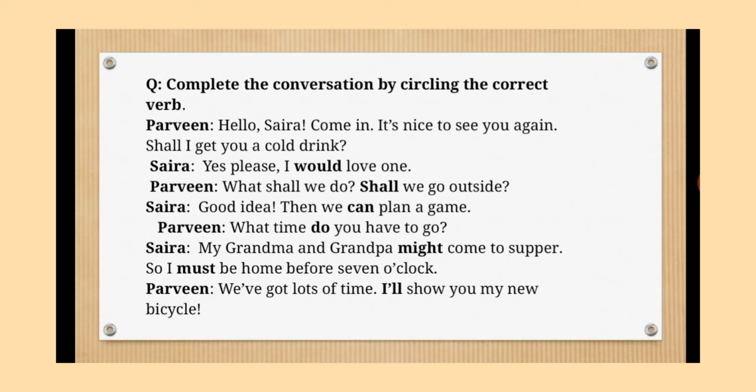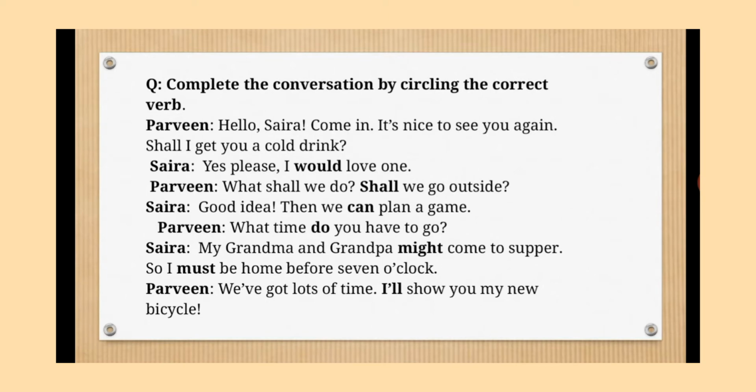Let's start. Parveen: Hello, Sarah. Come in. It's nice to see you again. Shall I get you a cool drink? Sarah: Yes, please. I'd love one. So, here circle the word would. That is the correct verb. What shall we do? Shall we go outside? With I and we always use shall. Circle the shall here.